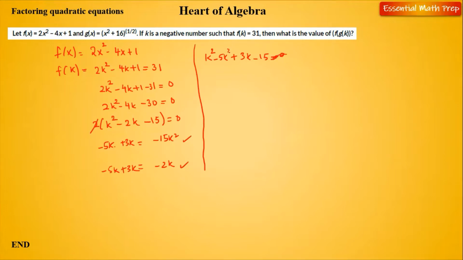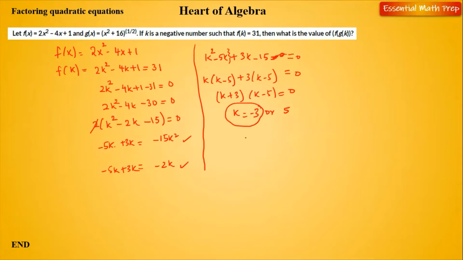If you break this in two parts, and take k out of the bracket, it's k times k minus 5, and then 3 times k minus 5. This whole thing is equal to 0. So k plus 3 times k minus 5 equals 0. k equals negative 3 or 5. The question states k is a negative number, so k equals negative 3 is what we're going to work with.